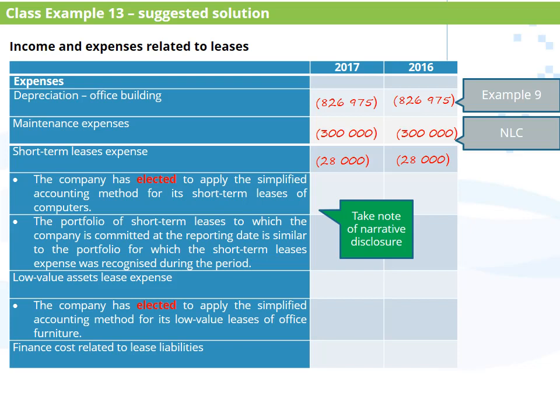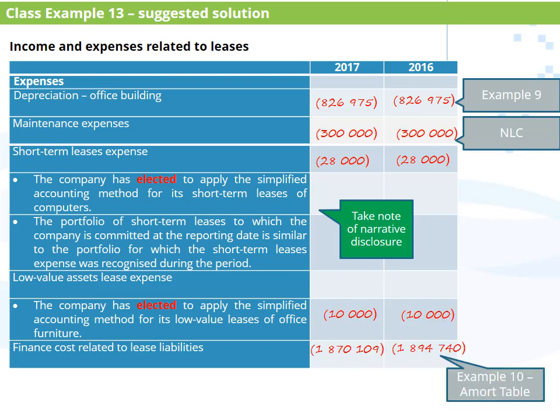The next one, there were also low value assets for office furniture, and those were at 10,000 Rand. Remember, we said also that is the straight line amount. Again, take note of the narrative disclosure. The company has elected to apply the simplified accounting method for its low value leases of office furniture.